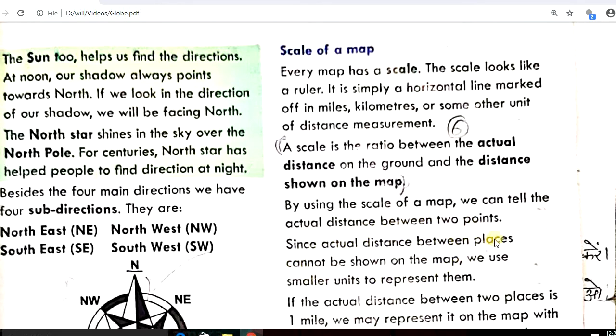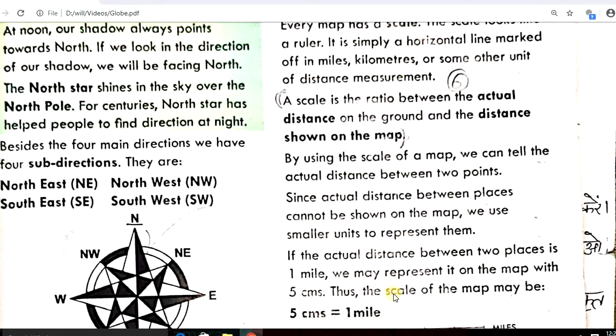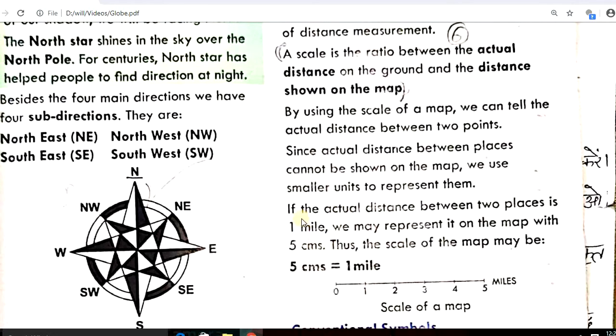Since actual distance between places cannot be shown on the map, we use smaller units to represent them. Now here, if the actual distance between 2 places is 1 mile, we may represent it on the map with 5 cm. Thus, the scale of the map may be 5 cm is equal to 1 mile.